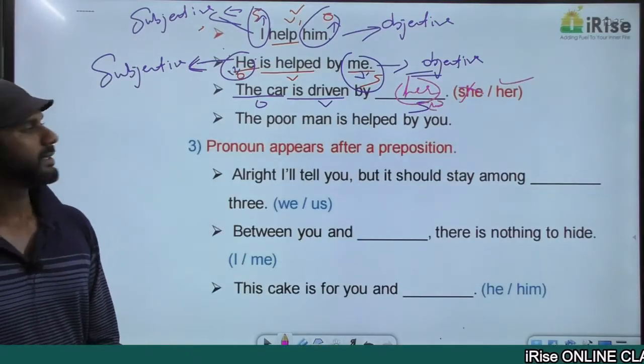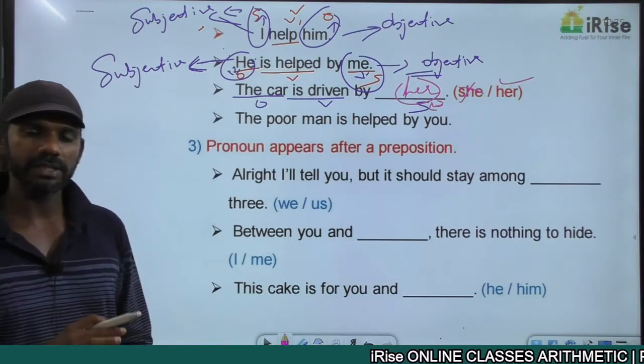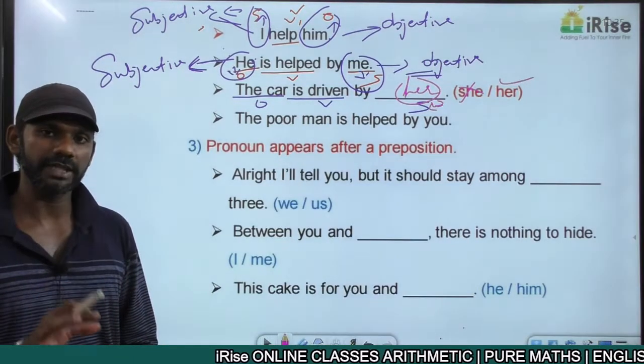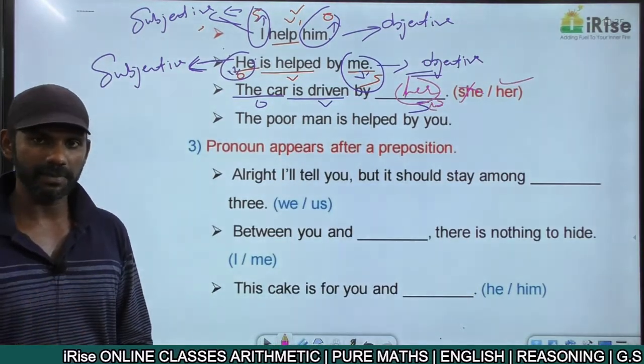Come to the third rule. So the second rule regarding objective form is that when the pronoun comes before or after an infinitive, that particular pronoun must be in the objective form.